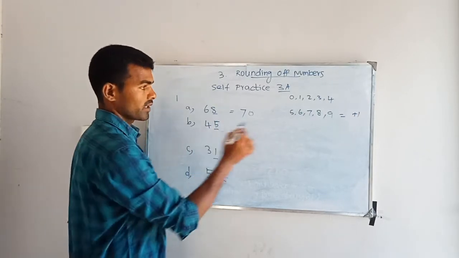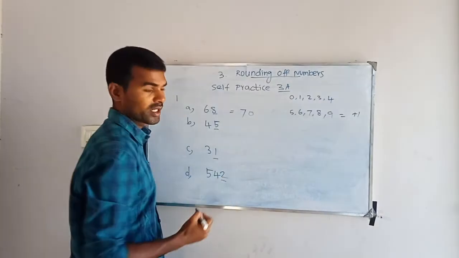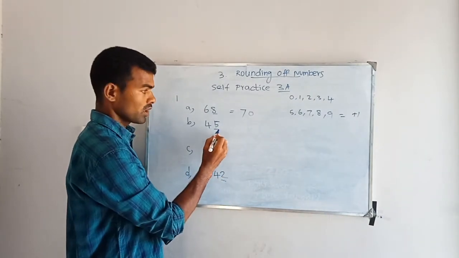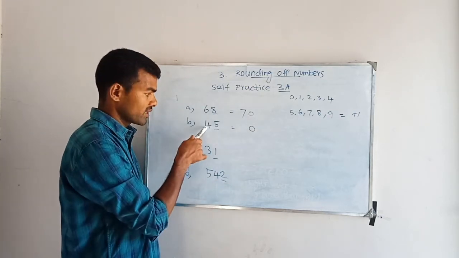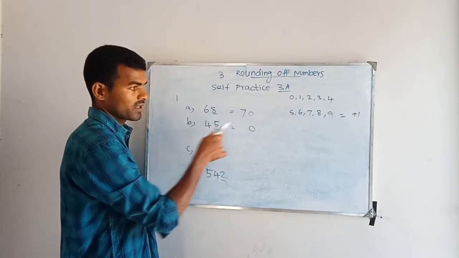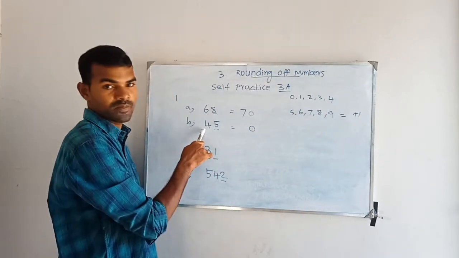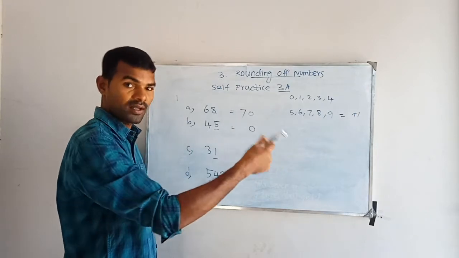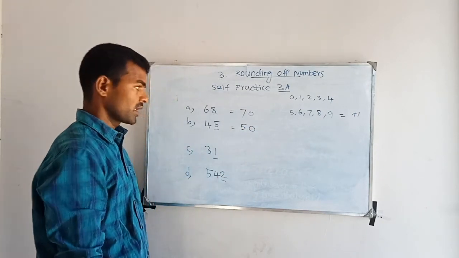See the number 45. In this, the digit 5 is coming. If the digit 5 is coming, we will write 0 in the ones place, and since any digit from 5, 6, 7, 8, 9 is coming, you have to add 1 to the tens place. So 4 plus 1, 5. The answer is 50.